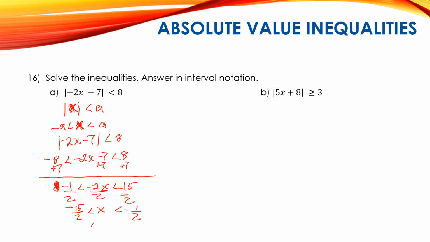And your solution set will be, in parentheses, since we don't have an equal sign, negative 15 over 2 and negative 1 over 2. This is that one.